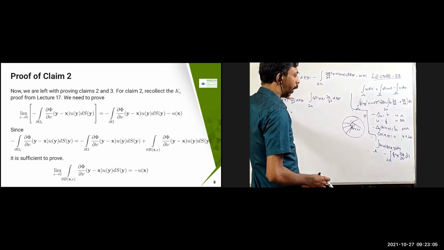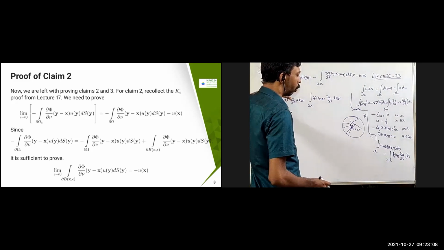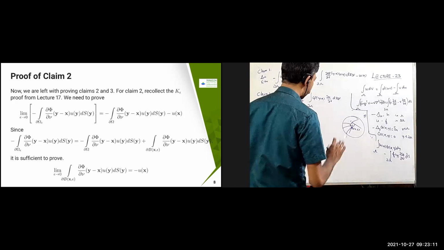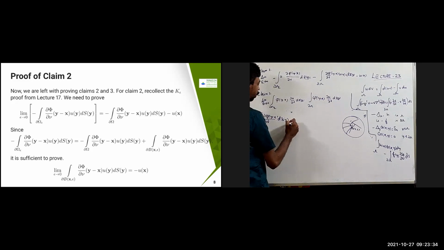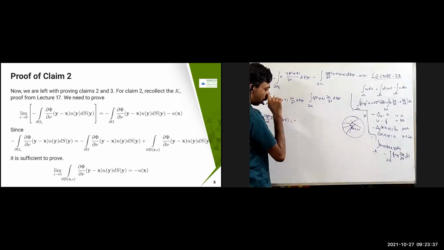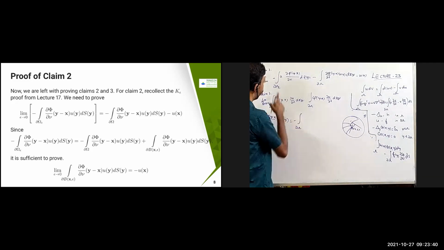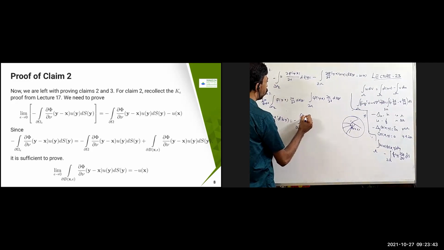In order to prove this one, we are going to use this technique. So let us see. What is this? This is going to be the integral over ∂ of ∂Φ(y−x)/∂ν times u(y) dS_y, over ∂Ω_ε. This is the same as saying minus ∂Ω, ∂u/∂ν times ∂Φ(y−x)/∂ν dS_y.